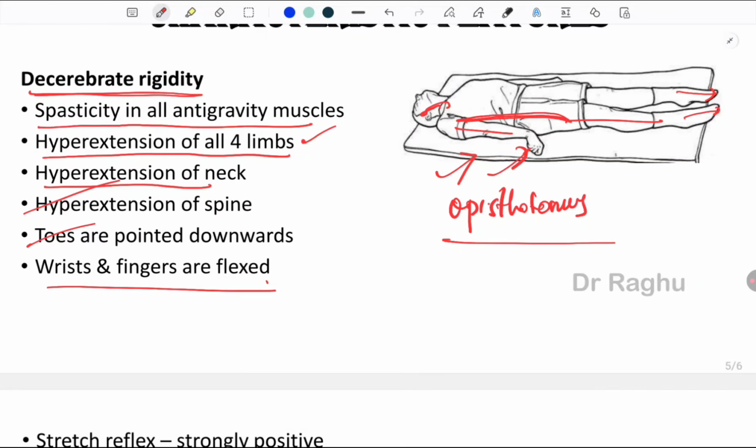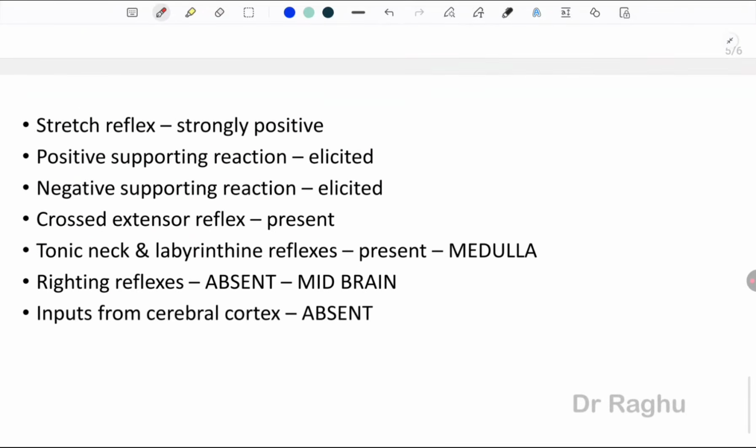Okay, now let's also correlate the findings with the site of the lesion. Where is the site of the lesion? The site of the lesion is in the midbrain. So what reflexes were arising from the midbrain which helped in integrating and maintaining the posture? The righting reflexes. So do you think the righting reflexes will be intact? No. The first and foremost thing is that the righting reflexes are absent, but there is no impact on the spinal cord and the medulla. So all those reflexes arising from the spinal cord and medulla are present or strongly positive.